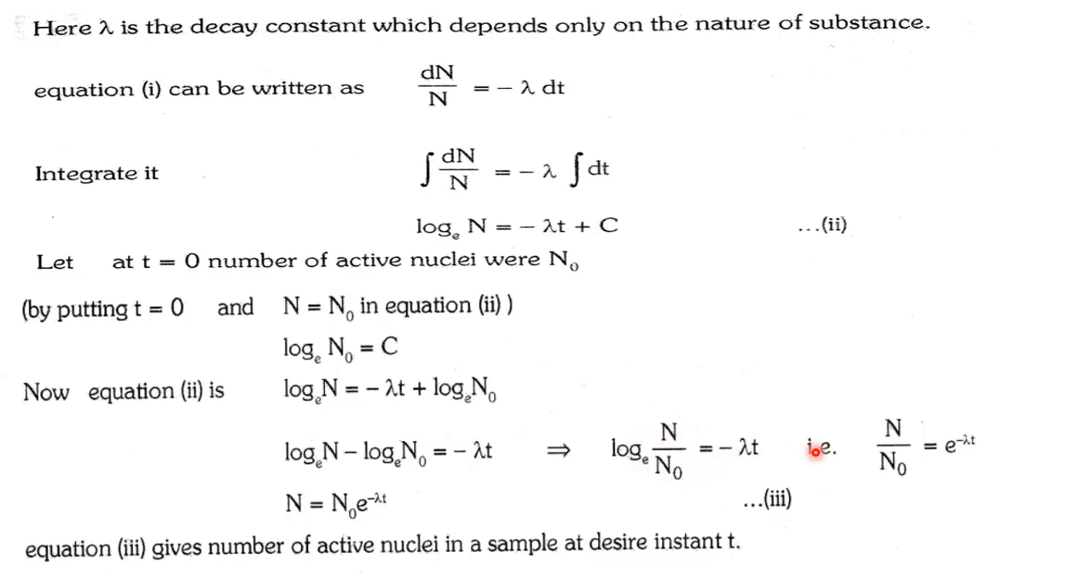If we remove the log, we can write N by N0 equals exponential of minus lambda t, where lambda is the decay constant and t is the given time. Finally, we can rearrange and write N equals N0 e to the power minus lambda t, where N0 is the initial number of nuclei present at the start, and N is the number of active nuclei present at a given time t. So this is the decay law, represented as N equals N0 e to the power of minus lambda t.